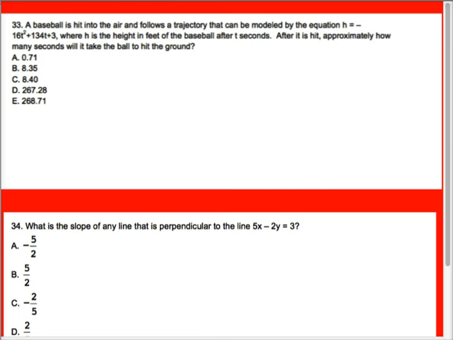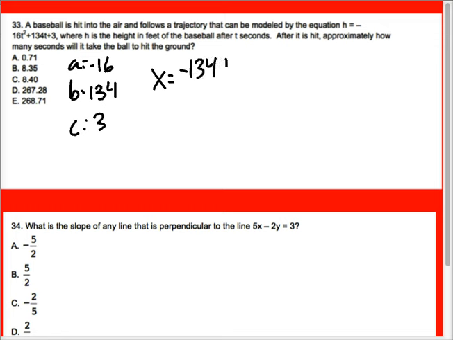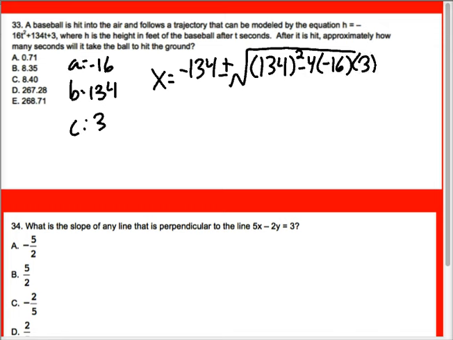Number 33 is another quadratic formula problem. So this time your A is negative 16, your B is 134, and your C is 3. So let's plug that in. So negative 134 plus or minus the square root of 134 squared minus 4 times A times C, all over 2 times A.